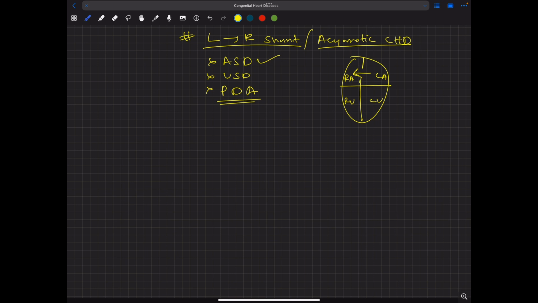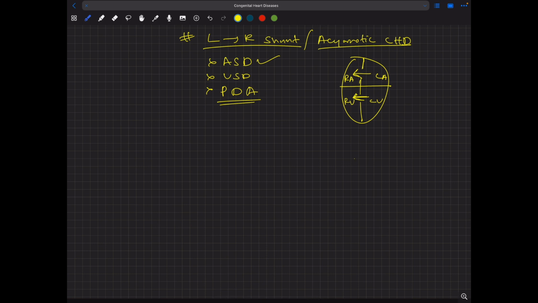If the defect is in the interventricular septum, that will also lead to development of left to right shunt. And in case of patent ductus arteriosus, we know in PDA it connects the pulmonary trunk to the aorta. So the aorta is like this, it is connected with the pulmonary trunk.